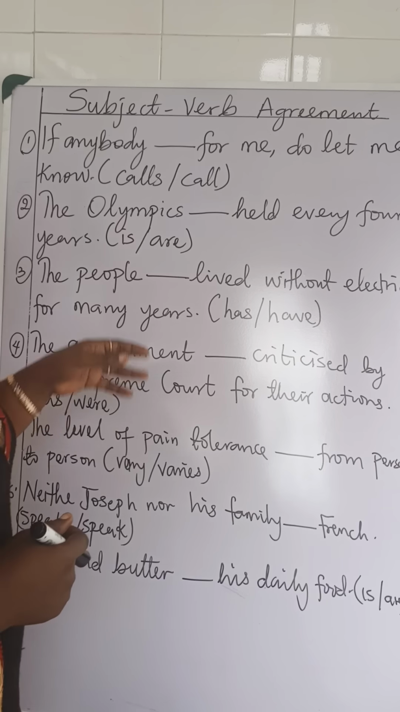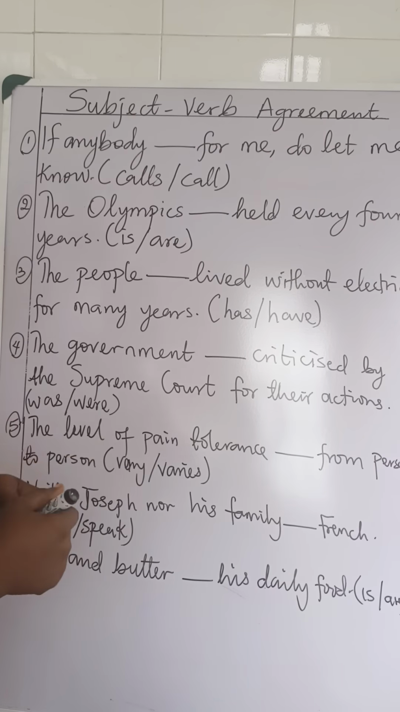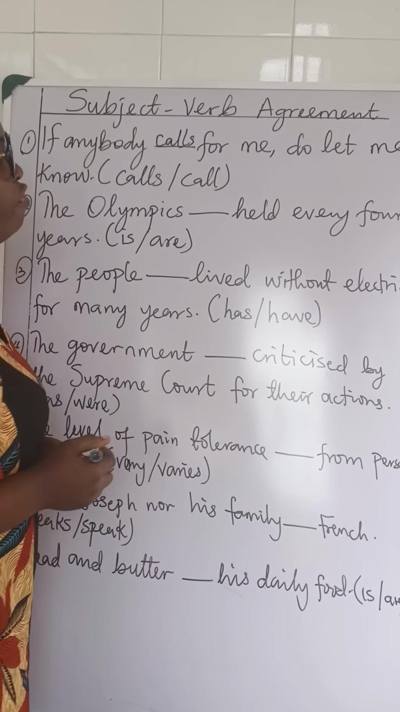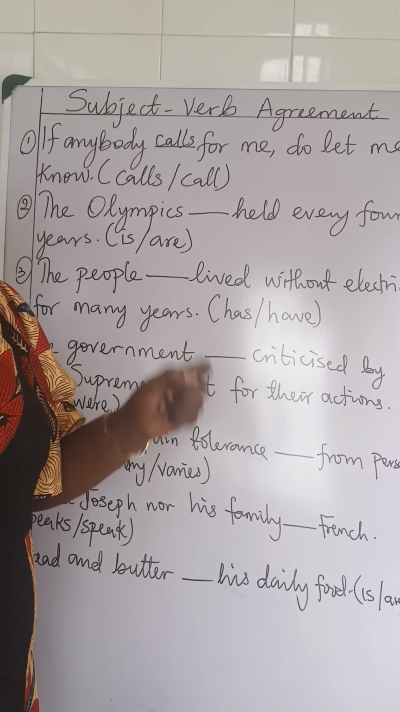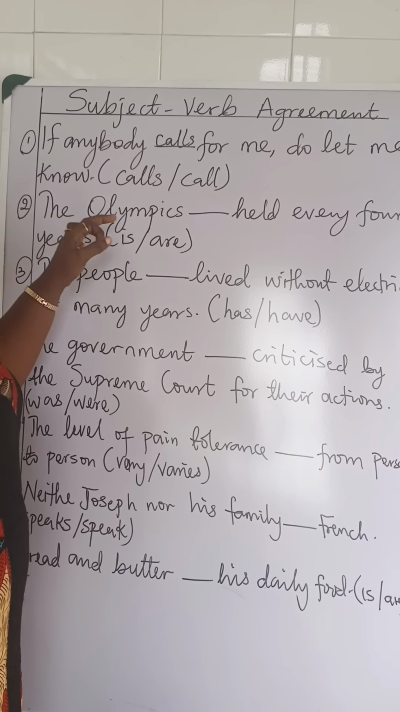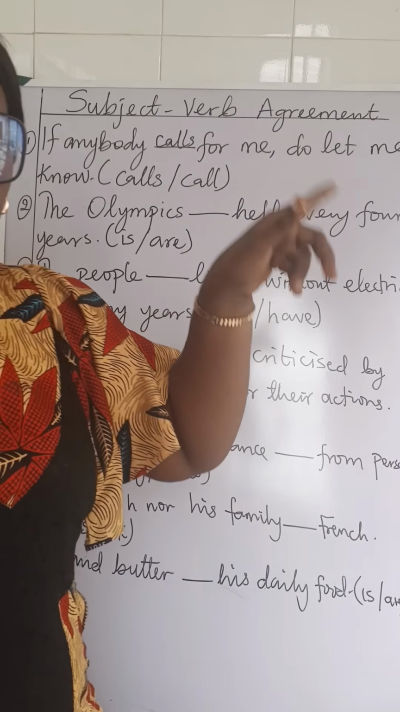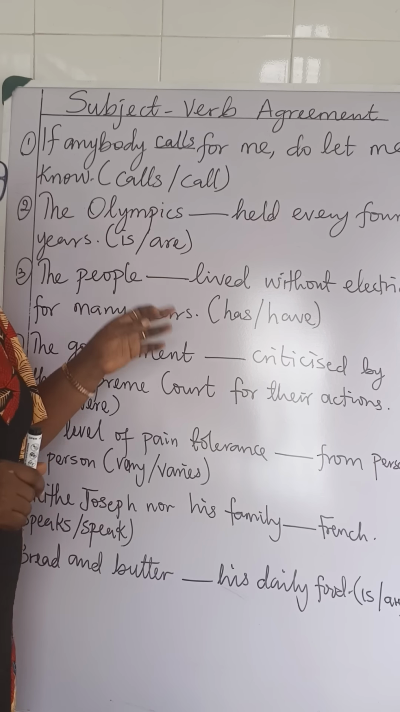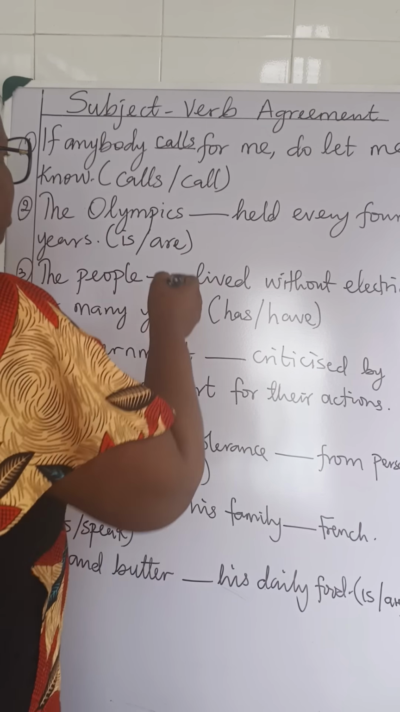Is it going to be if anybody calls for me, or if anybody call me? Anybody is singular, so we'll go for calls. If anybody calls for me, do let me know. It is singular. Remember, I said that for singular verbs there must be an S attached to it. Now, the Olympics dash held every 4 years. Olympics is a body. It is one. And we are going to use is. The Olympics is held every 4 years.